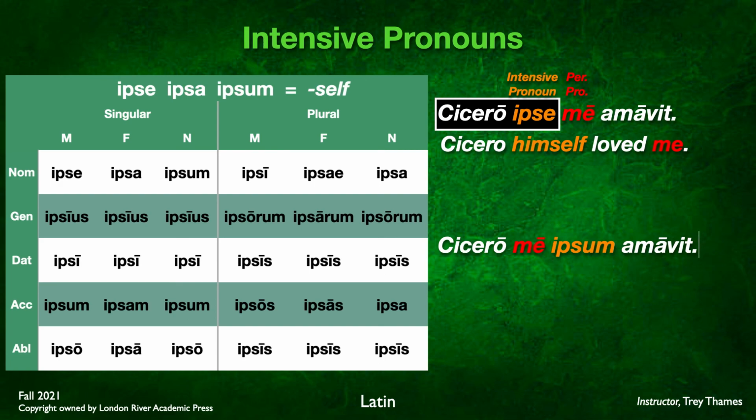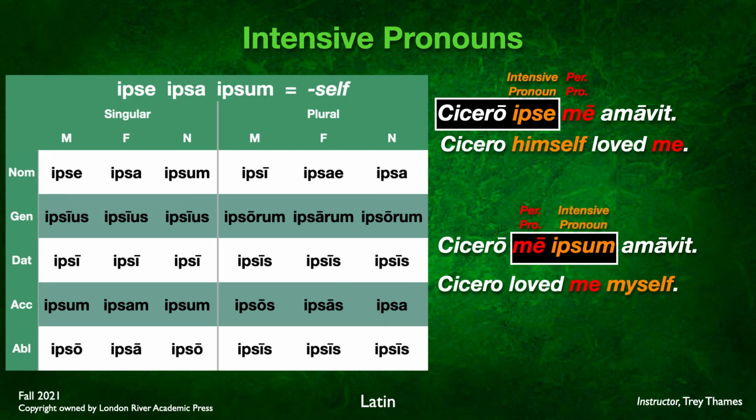Let's look at one more. Here we have Cicero me ipsum amavit. Cicero loved me myself. Again, we got me, which is the accusative personal pronoun, but we have ipsum, which is the accusative singular masculine intensive pronoun, and it is modifying me, so it must agree in case, number, and gender. Cicero loved me myself.